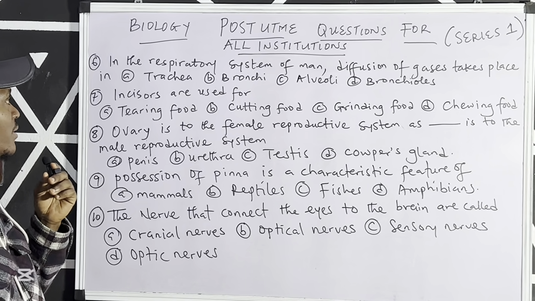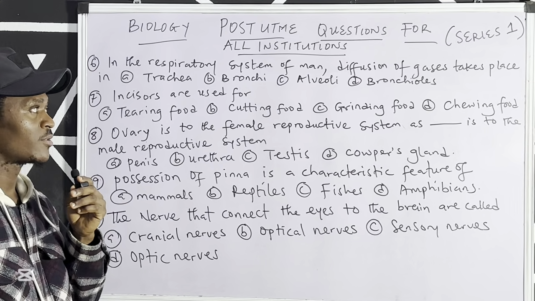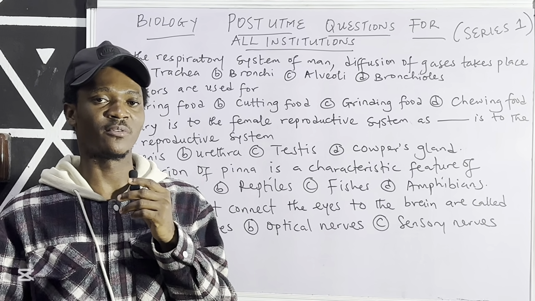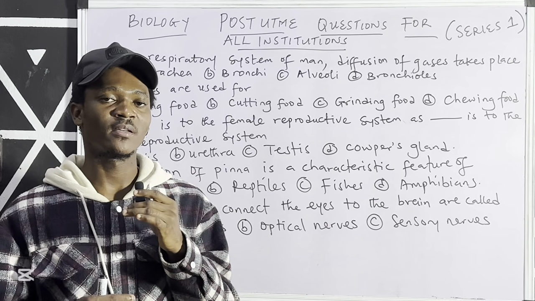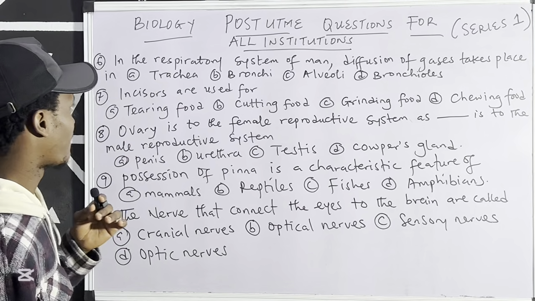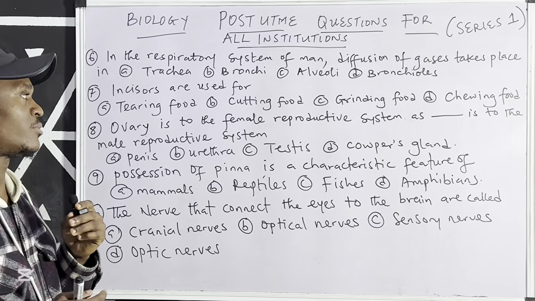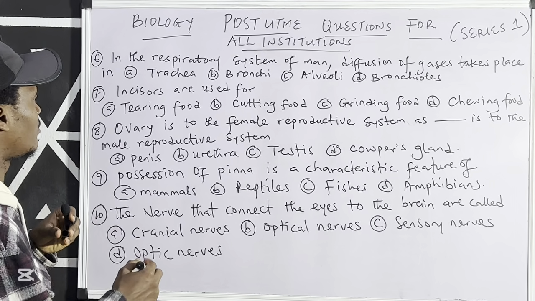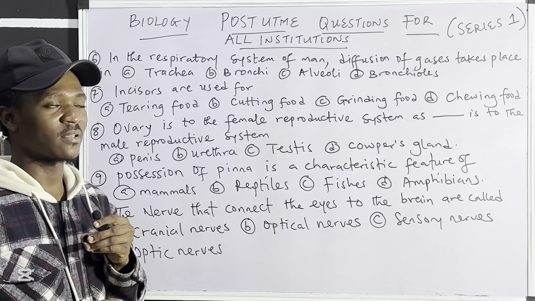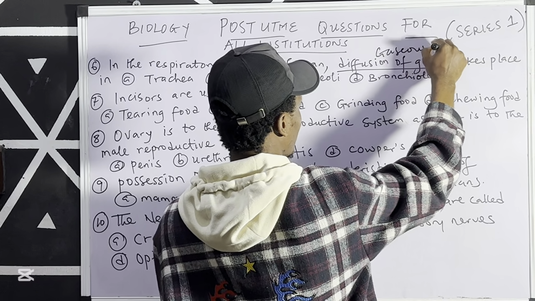Question 6. In the respiratory system of man, diffusion of gases takes place in dash. So when we say the respiratory system of man, we are referring to the systems that are involved in respiration pertaining to humans. And of course, the lungs are actively involved in respiration. But now, these are the options: trachea, bronchi, alveoli, and bronchioles. Now, this trachea is actually known as the windpipe. The windpipe is not involved in diffusion of gases. This diffusion of gases simply means gaseous exchange. That's what they are asking.